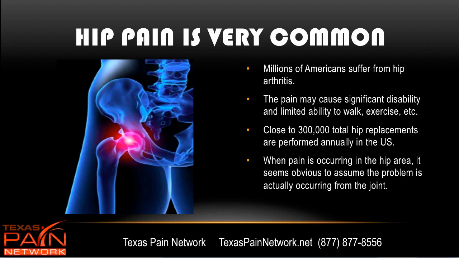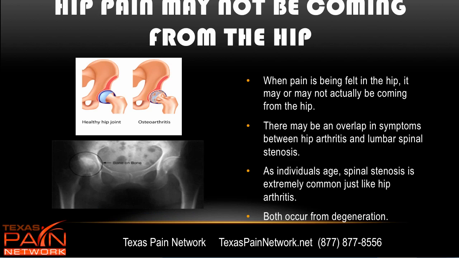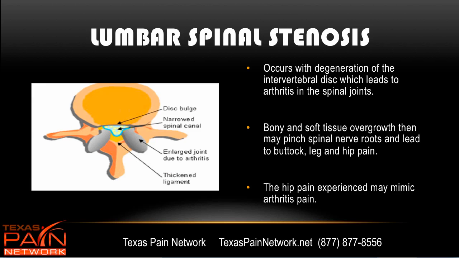When pain is occurring in the hip region, it just seems obvious to assume that the problem is coming from the joint. In fact, it may not be coming from the hip joint. There may be an overlap in symptoms between hip arthritis and lumbar spinal stenosis. As we age, spinal stenosis is extremely common, just like arthritis in the hip. Both occur from degeneration, and the presentation of symptoms may overlap.